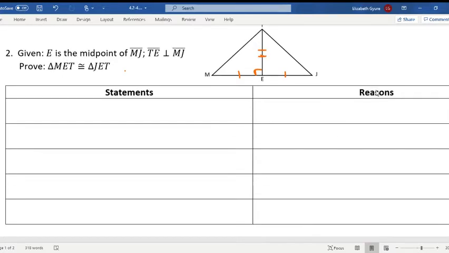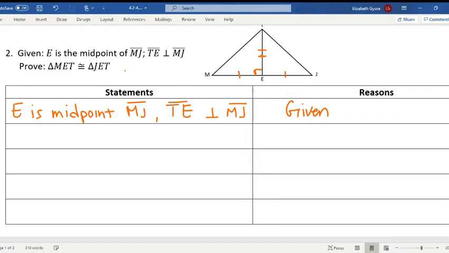All right, so let's put in our given. E is the midpoint of segment MJ, and segment TE is perpendicular to segment MJ. There is our given. Now, if you take a look at your picture, haven't we basically already proved it? By what theorem or postulate, Logan? Side angle side. All we have to do now is write these things down, right?